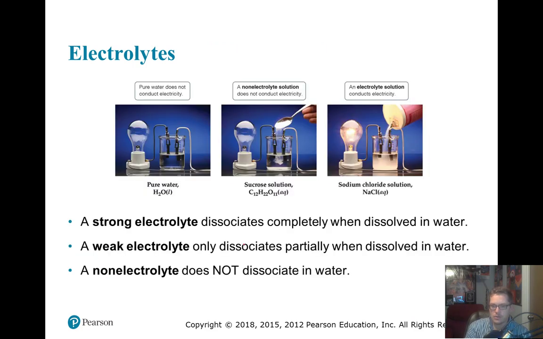So here's another picture of what electrolytes do. Here we've got pure water hooked up to the battery. Notice that the light bulb is not coming on. Pure water does not conduct electricity. They added a non-electrolyte, the sugar, your sucrose. Dump that in there, and it still doesn't conduct electricity. Then adding a strong electrolyte like sodium chloride, an ionic compound, conducts electricity, and your light bulb goes on. Pretty exciting stuff.